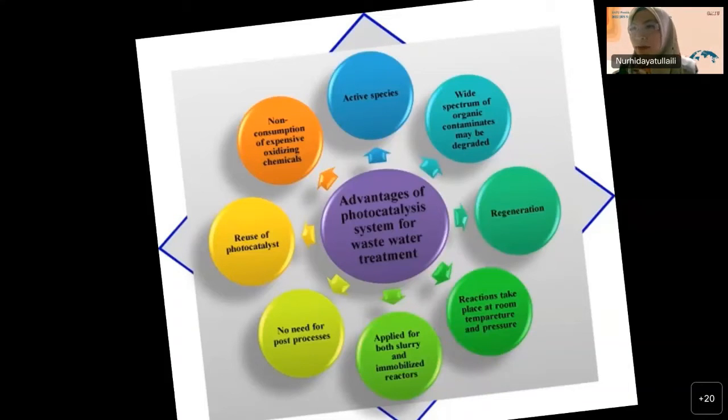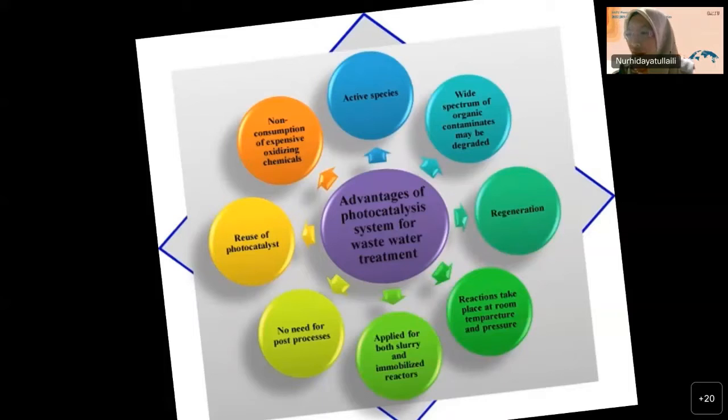With photocatalysis, a wide spectrum of organic contaminants may be degraded. So here, there is a possibility for us to degrade different types of water contaminants, organic or inorganic. For example, from clinical waste, agricultural waste, herbicides, pesticides, synthetic dyes, and so on. So it can be used for universal types of water pollutants. Then it can be regenerated, since most of the photocatalysts are heterogeneous catalysts, which are in solid form. So it can be separated at the end of the treatment and regenerated and reused several times while maintaining reactivity efficiency.